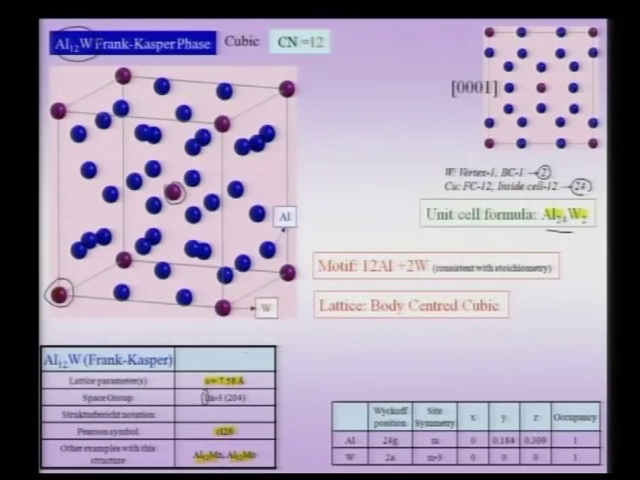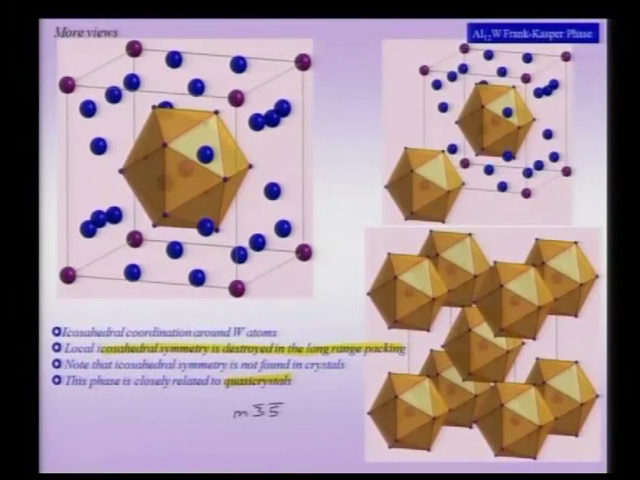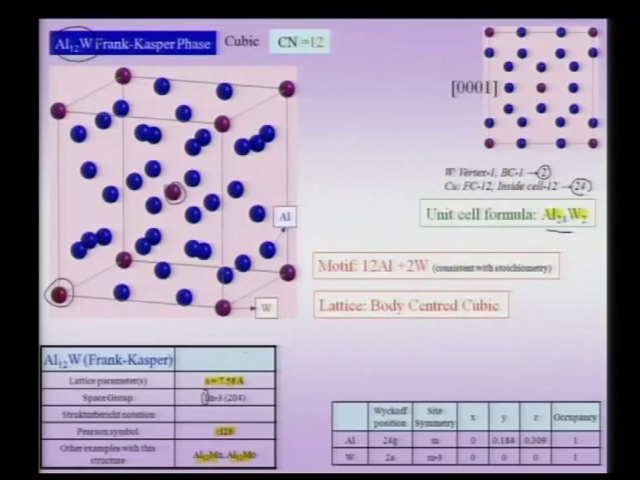And again, as I pointed out, even though this is a BCC lattice, it has 26 atoms in the unit cell of two types, aluminum and tungsten. And this, as I pointed out before, can also be understood from the Wyckoff positions they occupy. So, the Wyckoff position is 24g, meaning there are 24 aluminum atoms, and this Wyckoff position is 2a, which means there are 2 tungsten atoms in the unit cell.